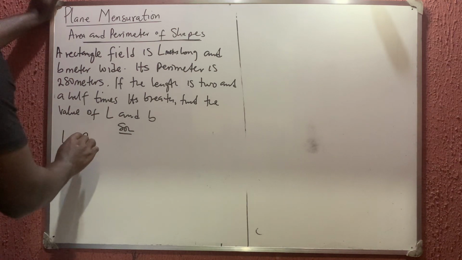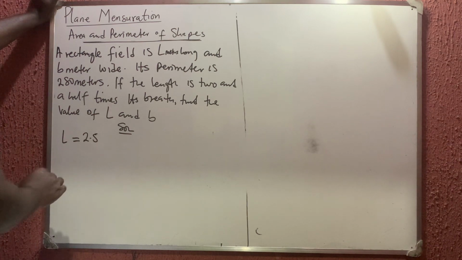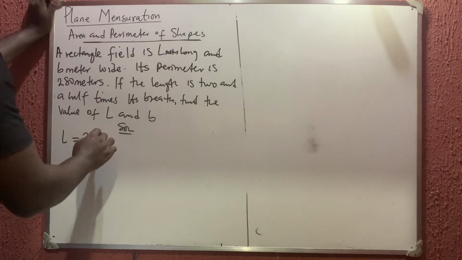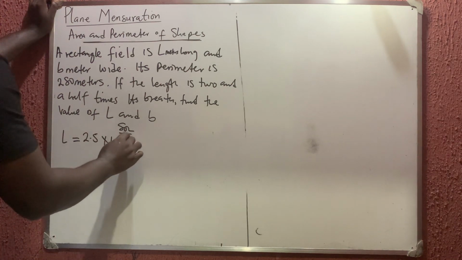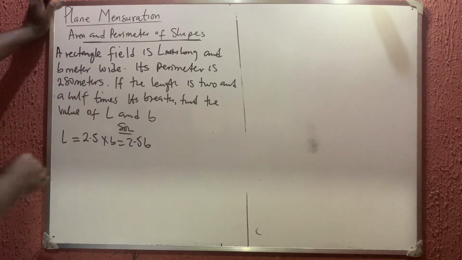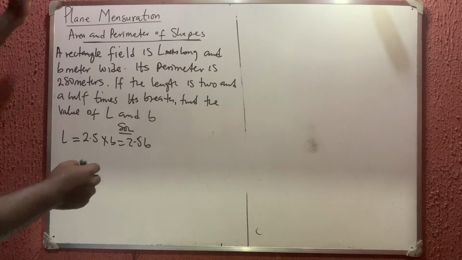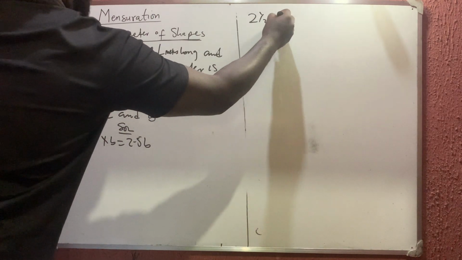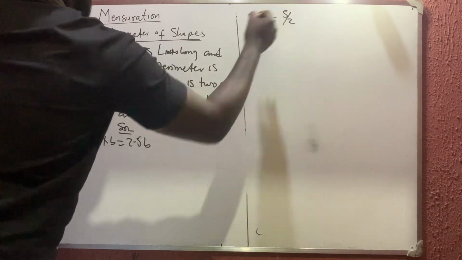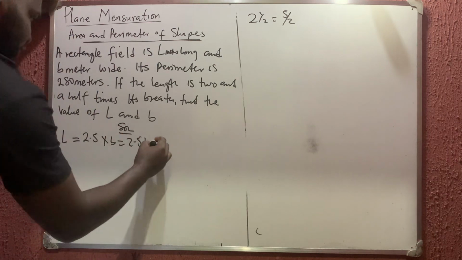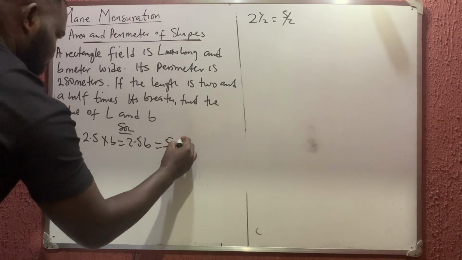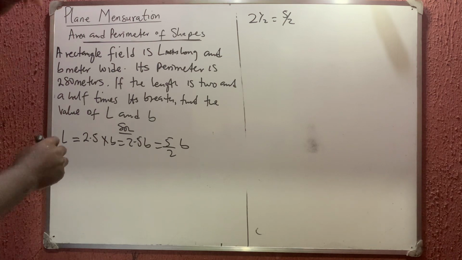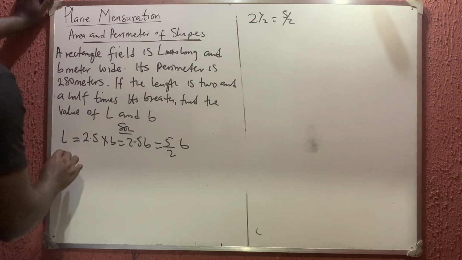2.5 times its breadth. So 2.5 times B, which is what? 2.5B. Let's use it like this. 2.5 is the same as saying 5/2. So we can leave it as 5/2 B, anyone you like. So they gave us the perimeter, and we know the formula for perimeter.